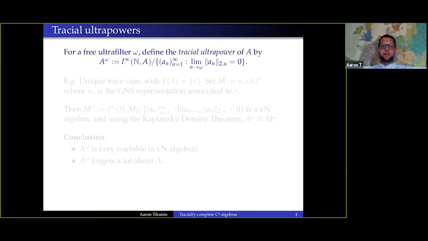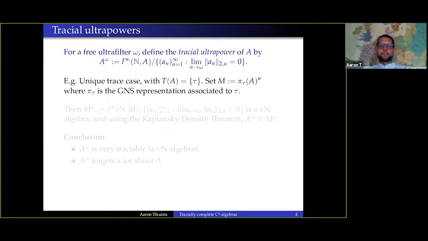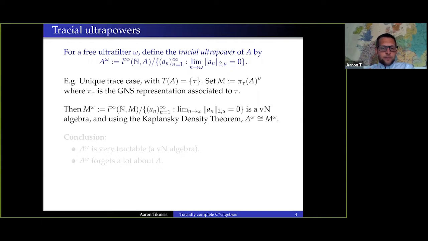Okay, so that's as a theme: if I put something in blue, it's just repeating it from the previous slide. So in the unique trace case, let's say we have a C-star algebra with just one trace, we'll call it tau. Then we can take the GNS representation associated to this trace, completed as a von Neumann algebra. And then it's a fact that if you take the tracial ultrapower, then that's the von Neumann algebraic ultrapower. There's a typo here: I wrote 2,u in here, which should have just been a 2.